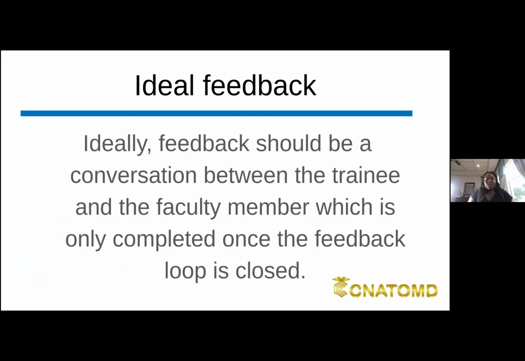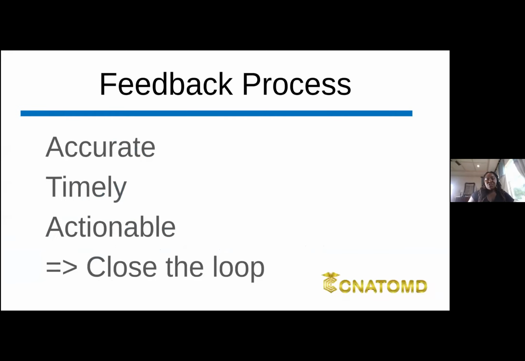So ideally, feedback should be a conversation, and one that is only completed once the feedback loop is closed. So you can communicate what you want to someone, but if they are not perceiving or they don't understand the knowledge you're trying to impart upon them, then there's a breakdown in the process. So in my view, there are 4 things that need to happen for a complete feedback process. The feedback, number 1, has to be accurate. It has to be timely. It has to be actionable, and you should give an opportunity for the recipient of the feedback to close the loop.